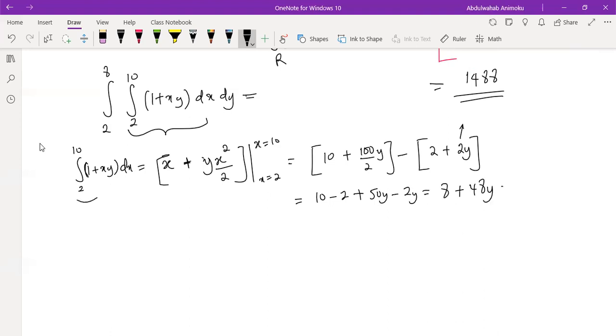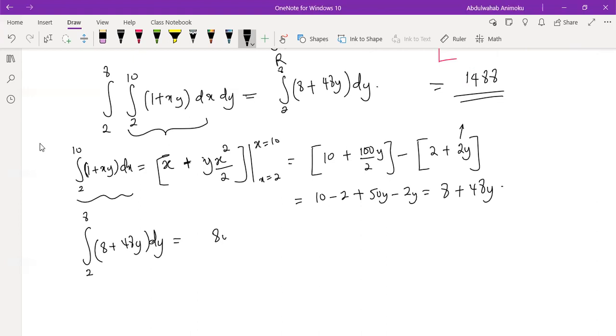Now, this is the evaluation of this integral. So when I bring it back here, this becomes the integral from 2 to 8. The integral of the inside, we already got it as 8 plus 48y. Now, what do we have left? dy. So now we are left with integrating this, from 2 to 8, 8 plus 48y dy. Now, what does this give us? Integrate with respect to y. That will be 8y plus 48y squared over 2. Now we have to evaluate this at y equal to 8 and y equal to 2.